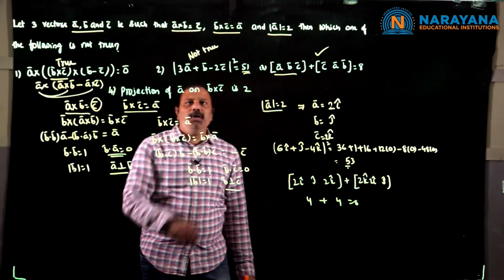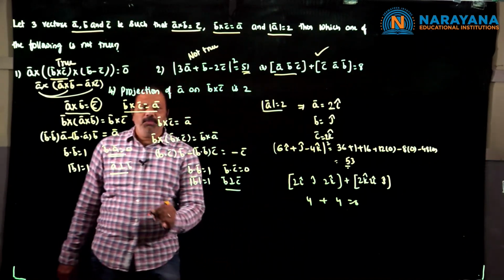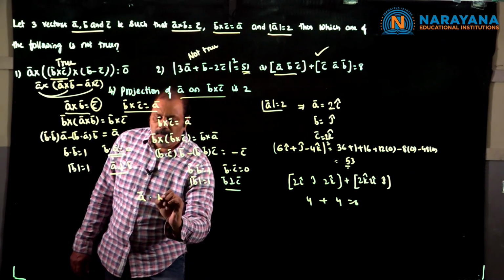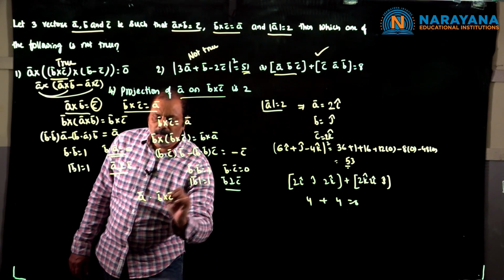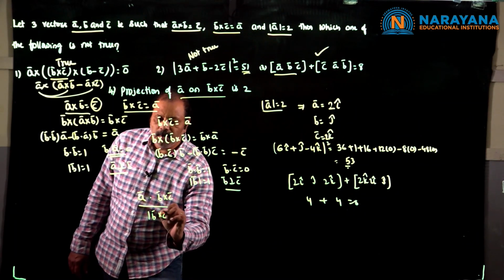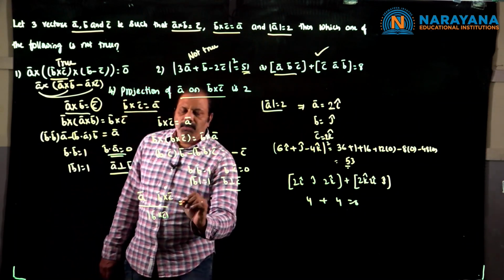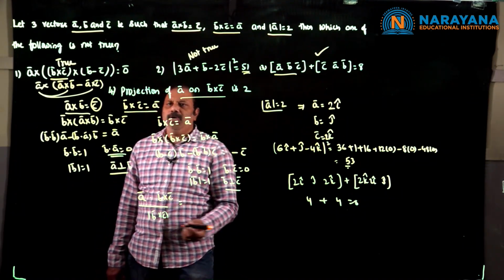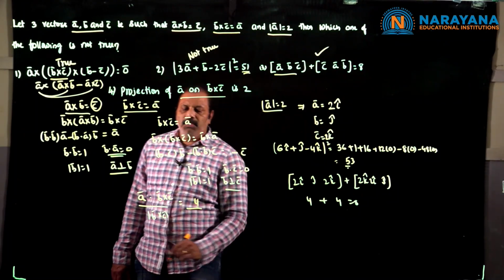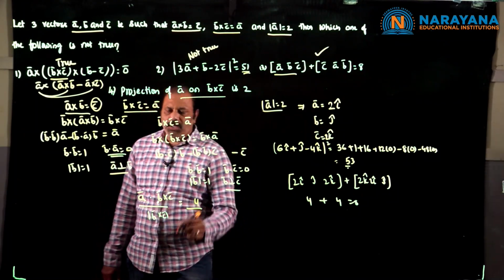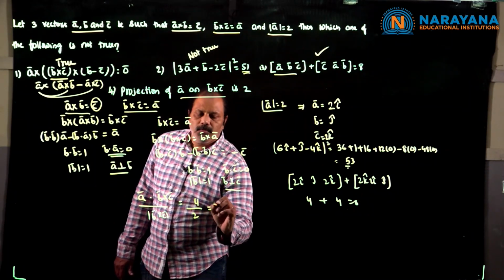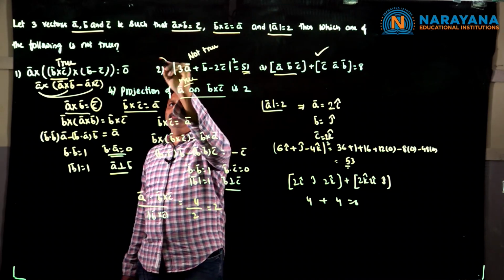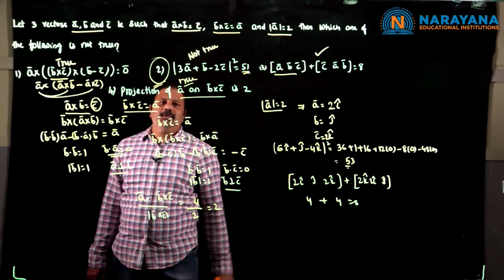Projection of a bar on b bar cross c bar is a bar dot b bar cross c bar by modulus of b bar cross c bar. This is nothing but a bar dot b bar cross c bar, which is equal to 4, divided by modulus of b bar cross c bar. It is nothing but modulus of a bar, so 4 by 2 is 2. This option is also true. So there is only one wrong option, that is the second option. The second option is not correct.